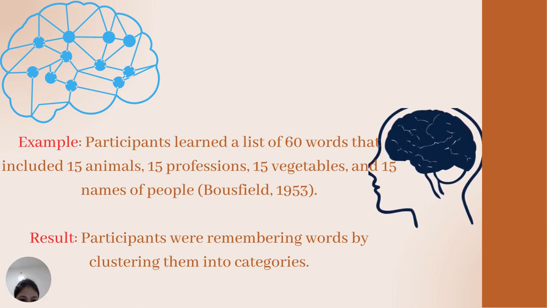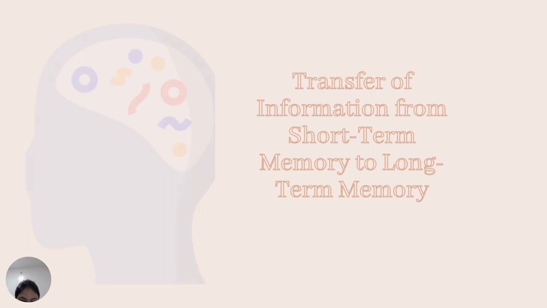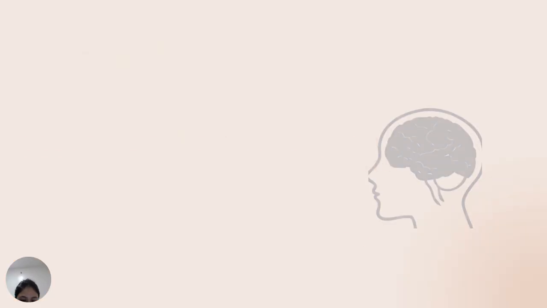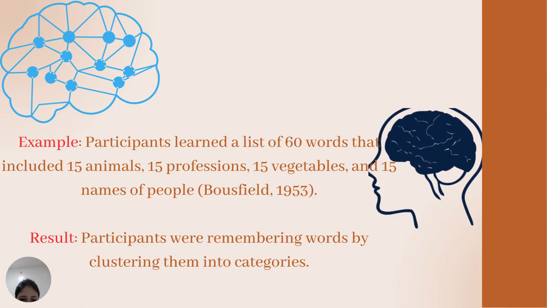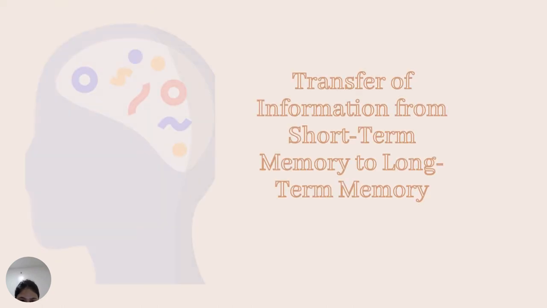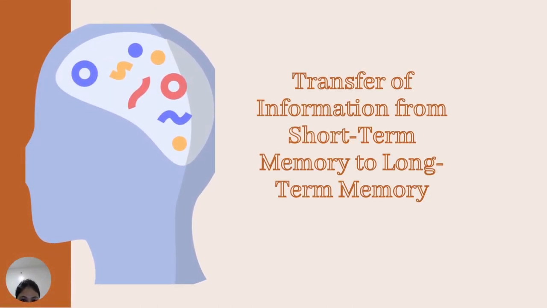So, for example, participants were given a list of 60 words that included 15 animals, 15 professions, 15 vegetables, and 15 names of people. The result: the participants were remembering words by clustering them into categories. That is an example of semantic code. Right? We know that if things are listed by category, they are easier to remember than if the words are scattered. So, it is a recollection of ideas.